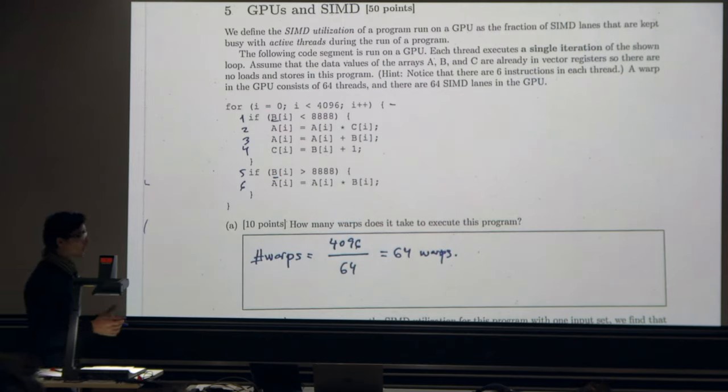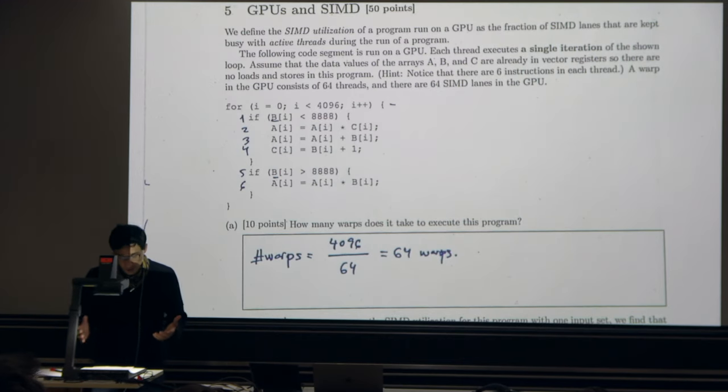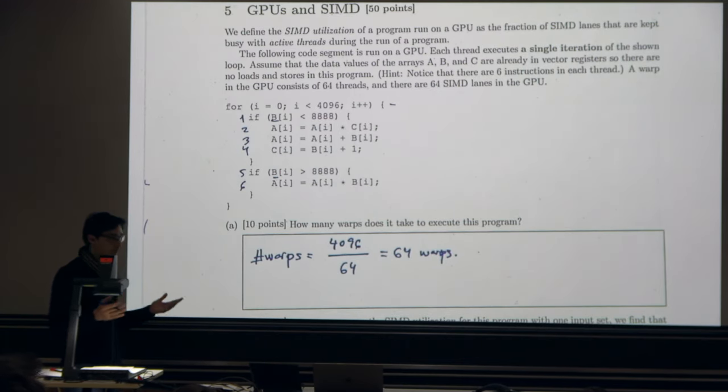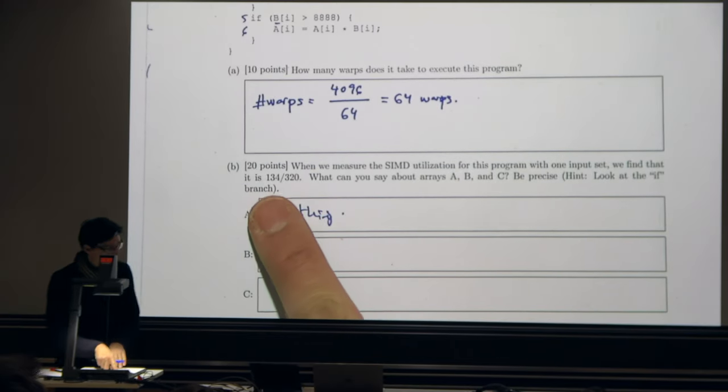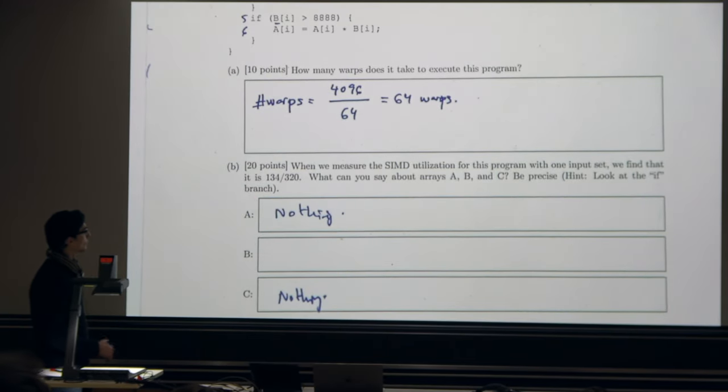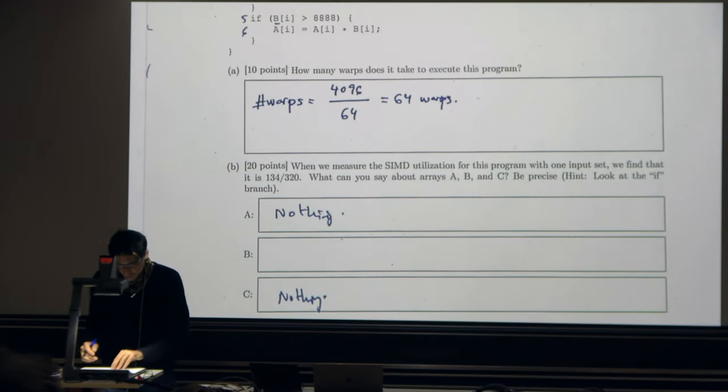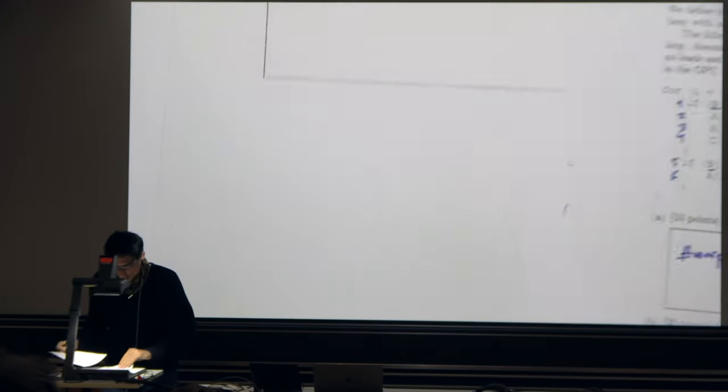8888, which is we don't execute anything, none of the two paths, or greater than or less than, right? So these are the three possibilities that we have for the values of B. But now the thing is, how do we reason about what's the actual utilization, which here is 134 divided by 320.